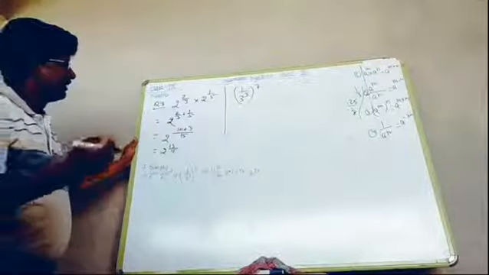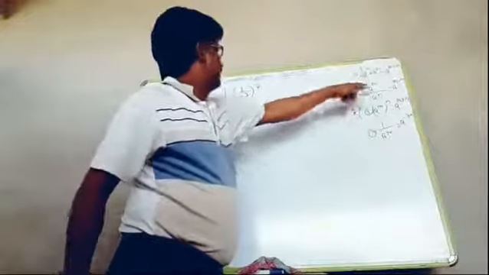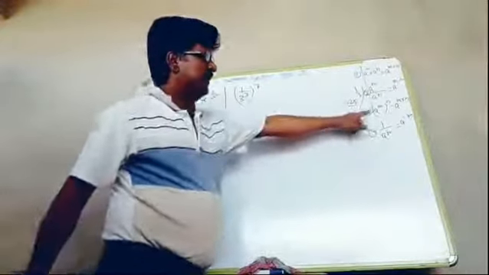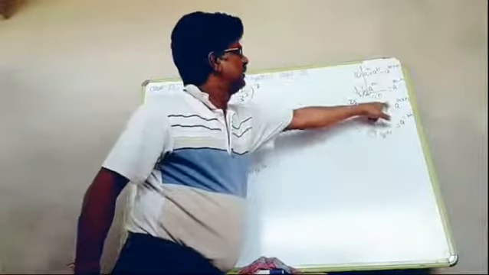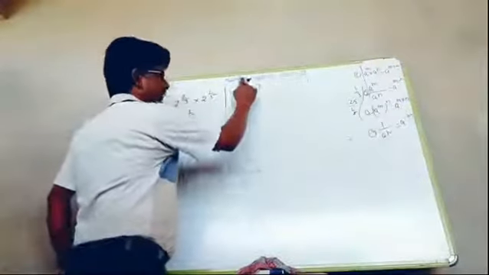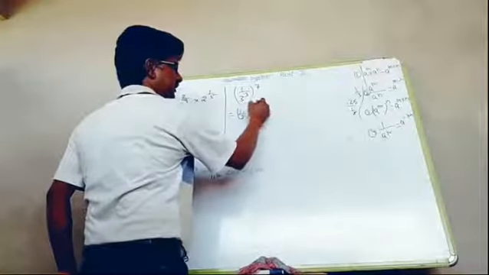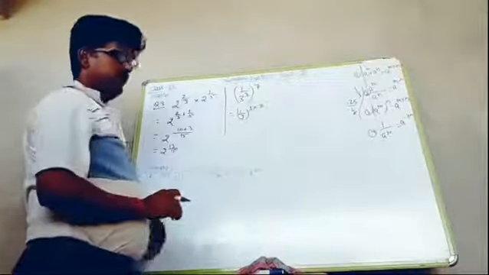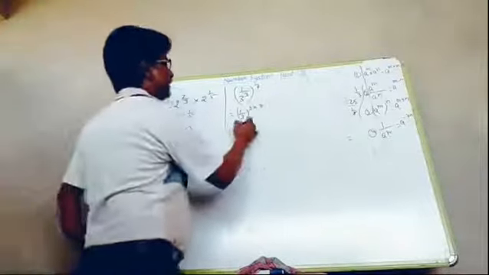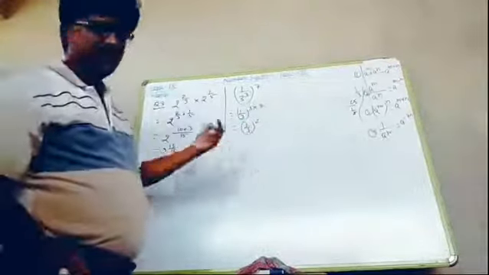Okay. Next, once see, there is the law. A is raised to power m is raised to power n is equal to a is raised to power m into n. So 1 by 3 is raised to power 3 is raised to power 7. So 1 by 3 is raised to power 3 into 7. So that will be 1 by 3 is raised to power 21. Simple, this is the answer.